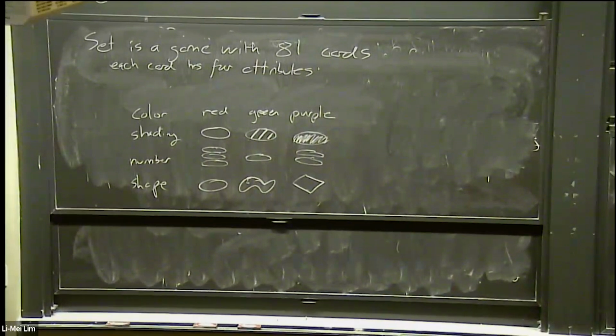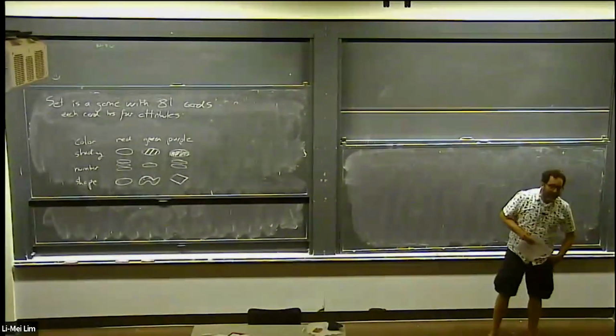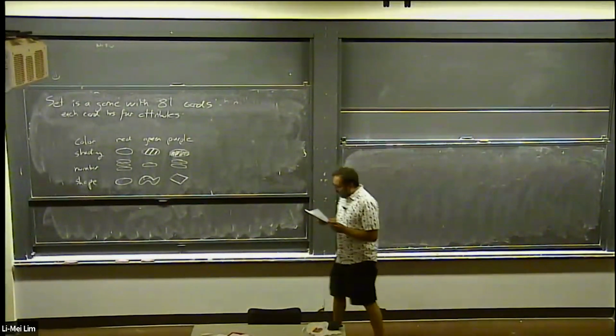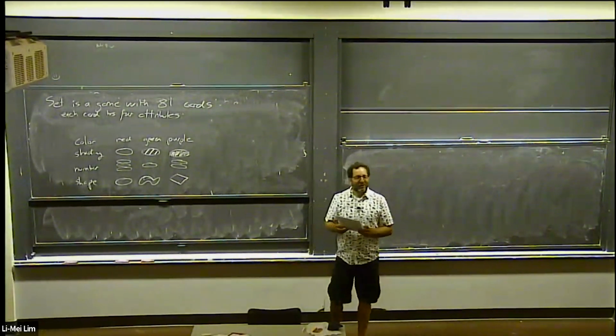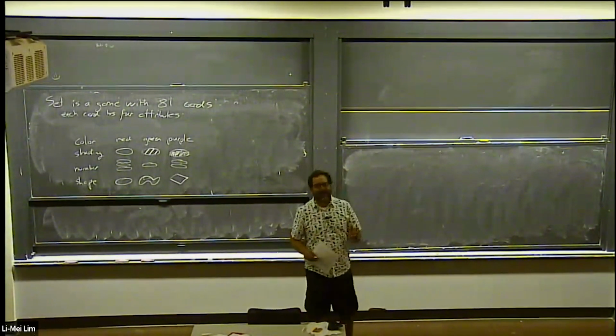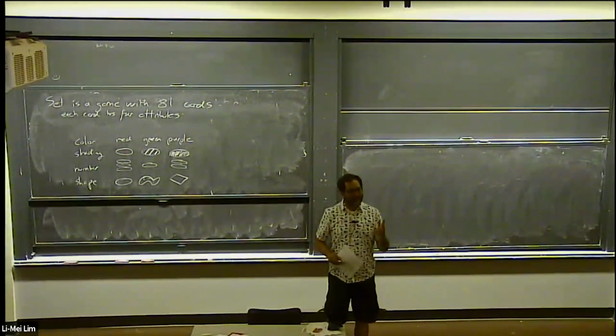So already, this is a combinatorics problem at the beginning of this game, although I already kind of answered it. For each combination of the attributes, there's exactly one card, and each of the attributes can take on three values. And so that's why the total number of cards is 3 × 3 × 3 × 3, or 81, a handsome prime power. What's cool about this game is that it only has one rule, which I will now tell you.